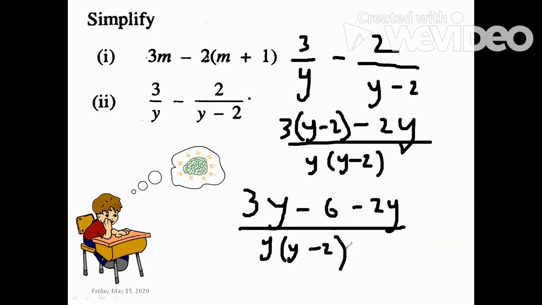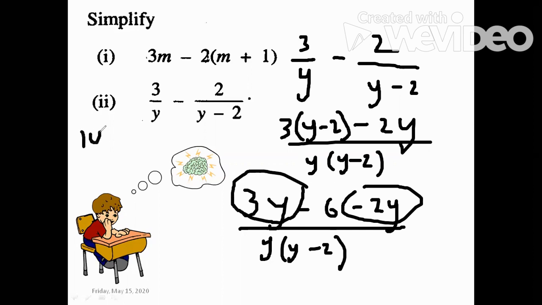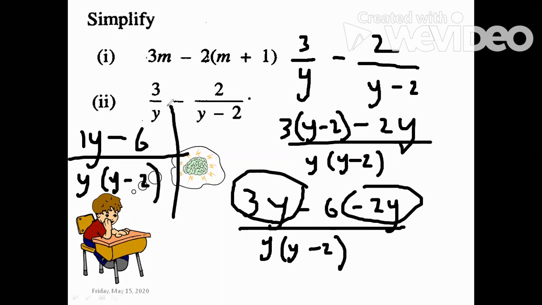subtract 2. Now, these are the only two like terms. So we're going to work it out. So 2y from 3y is just 1y. So it's 1y subtract 6 all over y minus 2. So this is our answer.